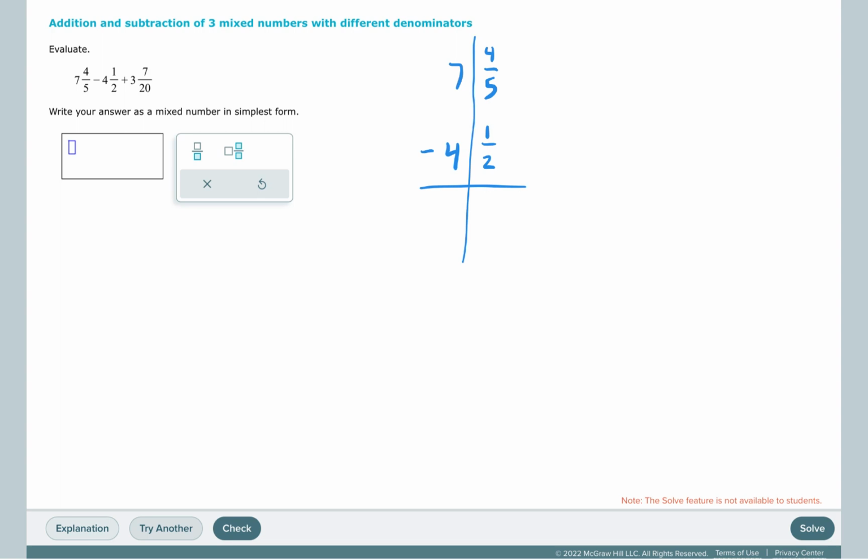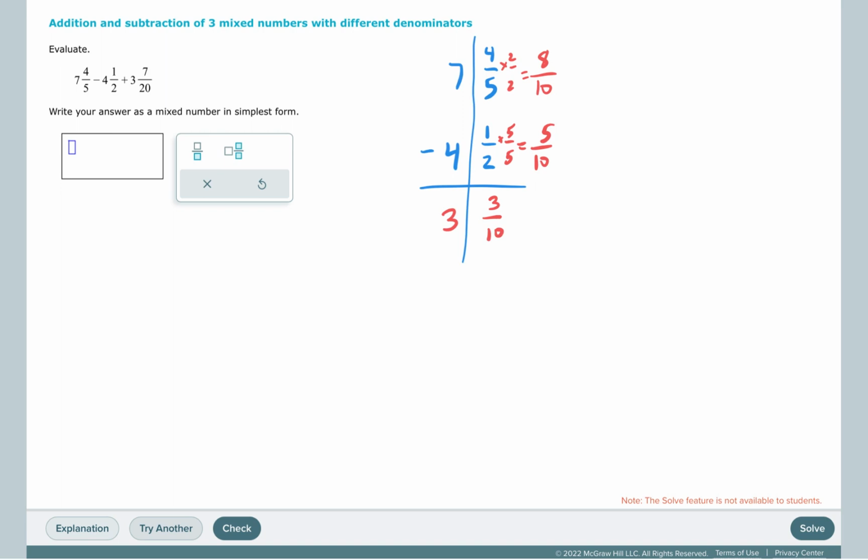I'm going to find a common denominator for 5 and 2, which is 10. I'm going to find my equivalent fractions, in this case by multiplying by 2 over 2 and 5 over 5. Go ahead and subtract. 8 minus 5 is 3/10, and 7 minus 4 is 3 wholes. So we have 3 and 3/10.